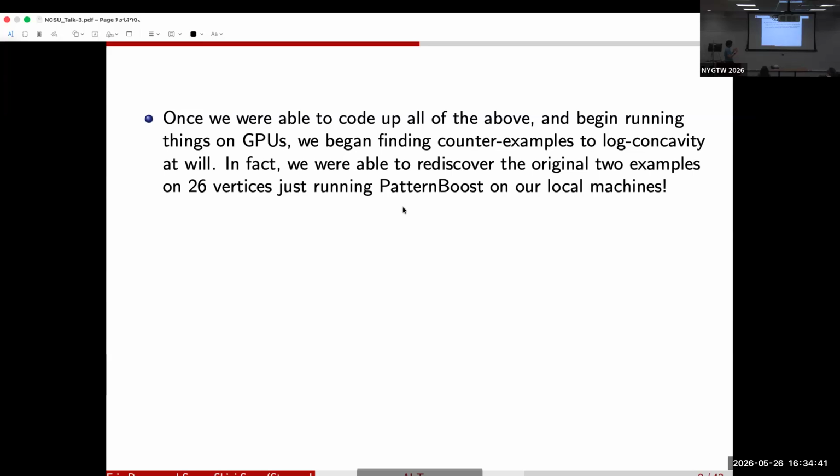Once we had that computational power, we just found tons. It was running it, come back, get a coffee, come back a few hours later, and it's just like, oh, I found 27,000 counterexamples. Like, huh? Yeah.